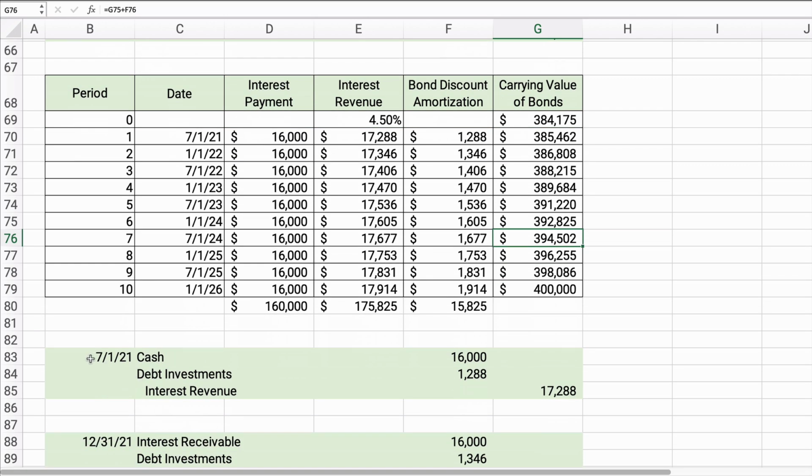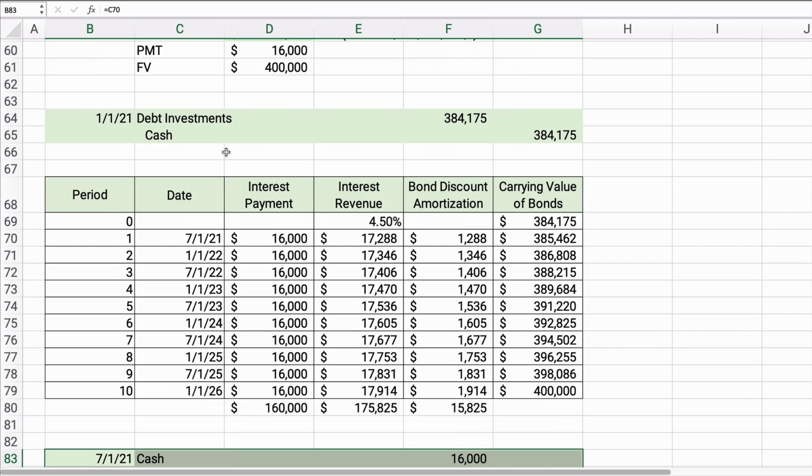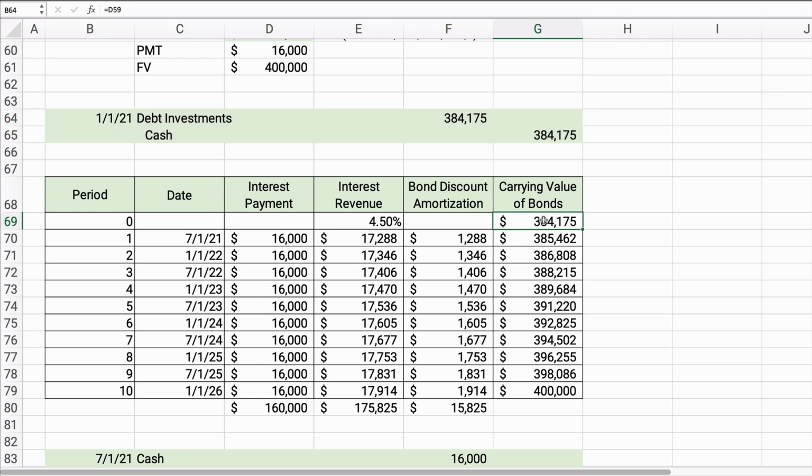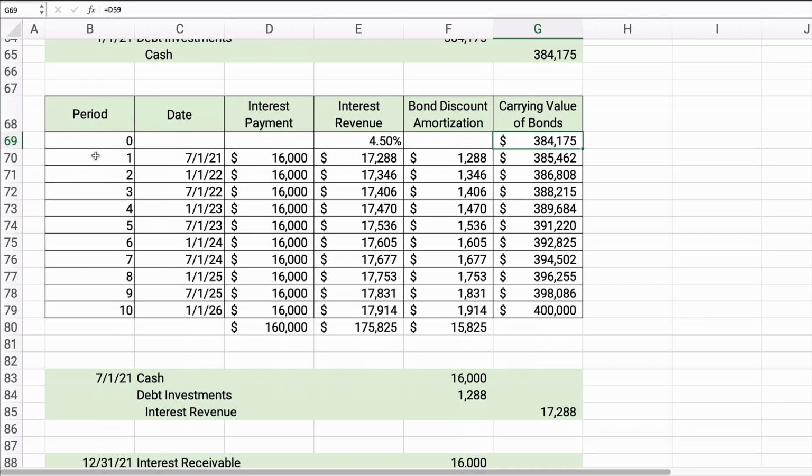So what's our entry to buy the bond? It's $384,175. So that's that first entry. What about the first interest payment? Well, we're going to debit cash of $16,000. That's how much cash we received. We'll debit debt investments at $1288. That is the bond discount that we're amortizing, and we're crediting interest revenue of $17,288. That's that entry right there. That's how much that interest revenue is.